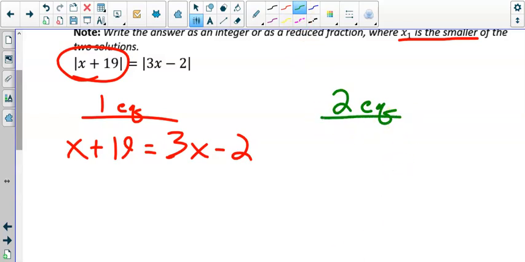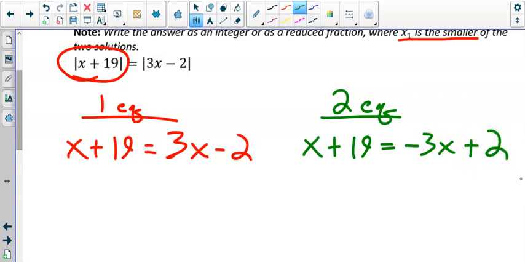Usually this is the one that most of you guys will give me and get the answer to. It's equation number 2 that we tend to mess up on. So let's talk about equation number 2. What do you think equation number 2 will look like? Nope, don't switch places. All right, hold on. I like what you said. X plus 19 is still there, equal to negative 3x plus 2. Good, there it is.